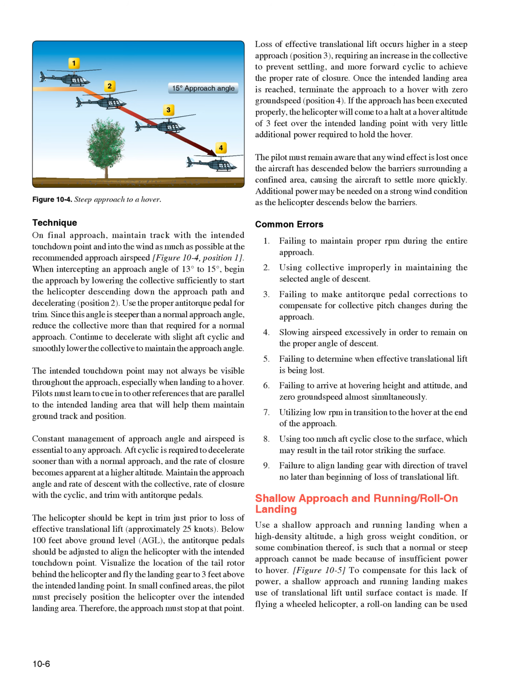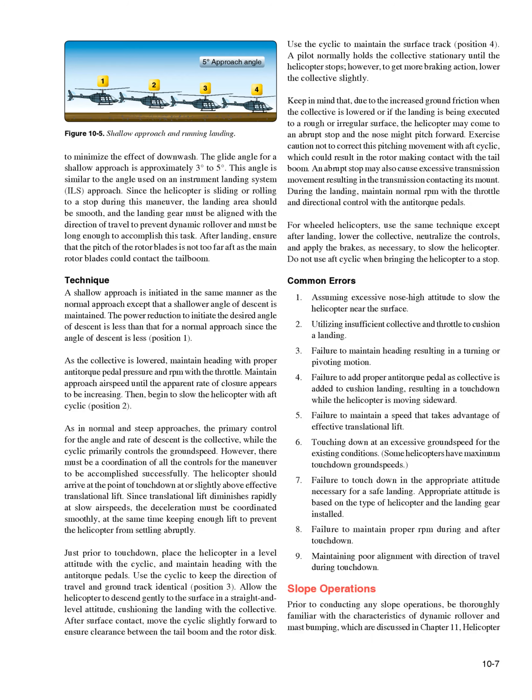If flying a wheeled helicopter, a roll-on landing can be used to minimize the effect of downwash. The glide angle for a shallow approach is approximately 3 degrees to 5 degrees. This angle is similar to the angle used on an instrument landing system, ILS, approach.